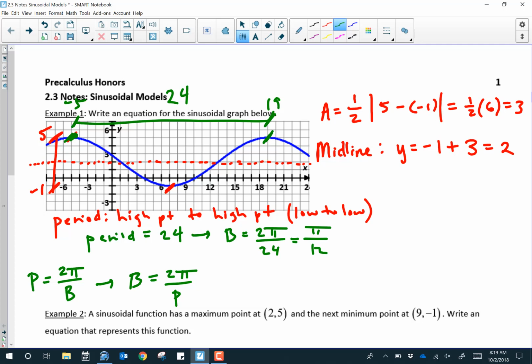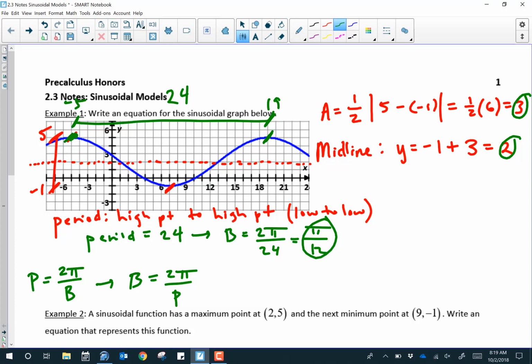Okay, so we have our amplitude, we have our midline, we have our period, or our b, sorry, our b. And now we need to find the phase shift. Here's where it's important to understand that sinusoidal graphs are not unique. I could come up with an equation, and Natalie could come up with an equation, and they could be different and still be both right. Why? Maybe you can do sine and cosine. It could be sine or cosine.